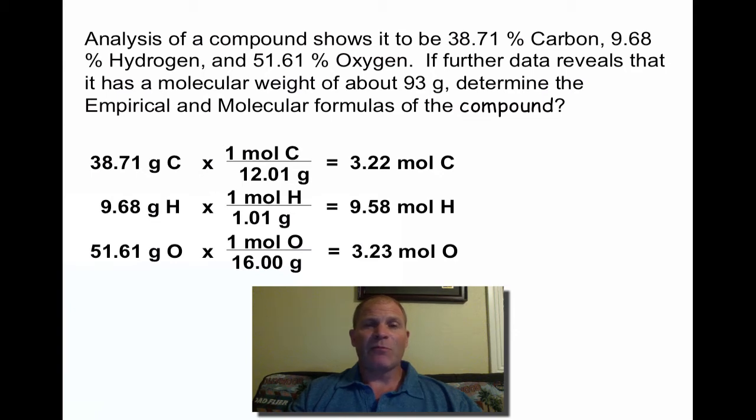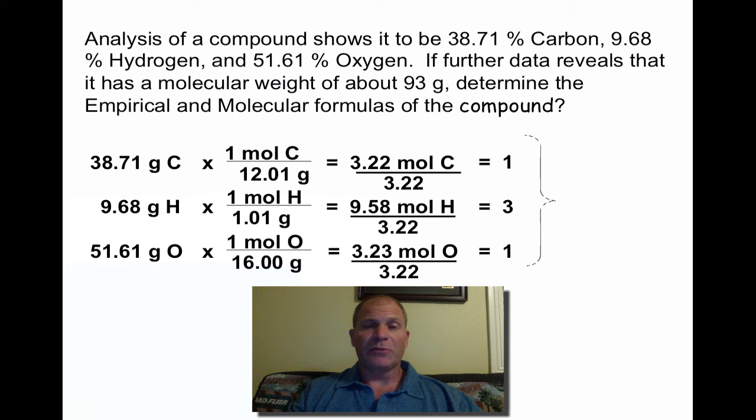Now I have to set up my mole to mole ratio, and to do that I divide a second time, this time through by my lowest number of moles, which in this situation is 3.22. In the process of doing so, each of these falls close enough within the plus or minus 0.05 range of a whole number. So my empirical formula consists of 1 carbon, 3 hydrogens, and 1 oxygen.